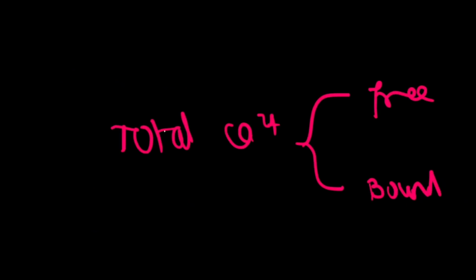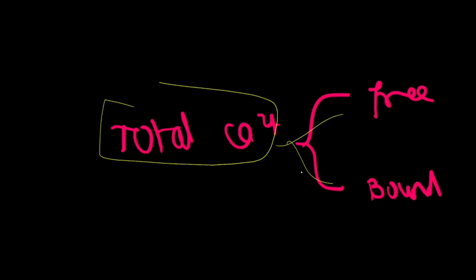So what is total calcium? Total calcium includes both the free form and the bound form. The bound form is the one which is bound to albumin and other anions. So total calcium includes both of these in the blood. The sample is taken from the blood. If total calcium is mentioned, that means it includes both the free form and the bound form.